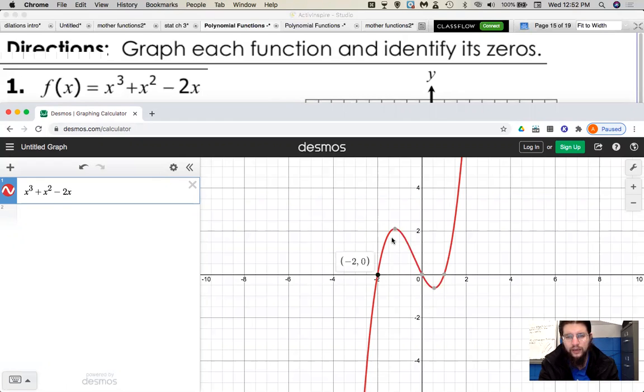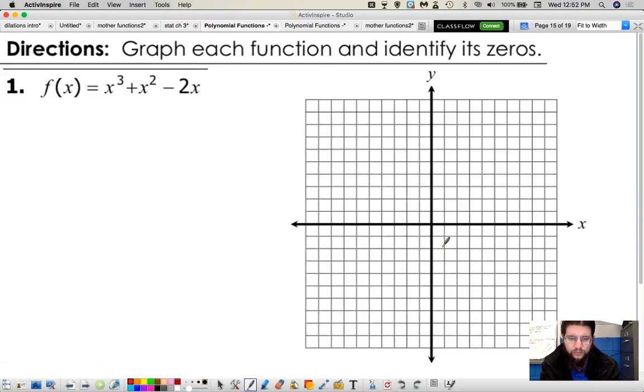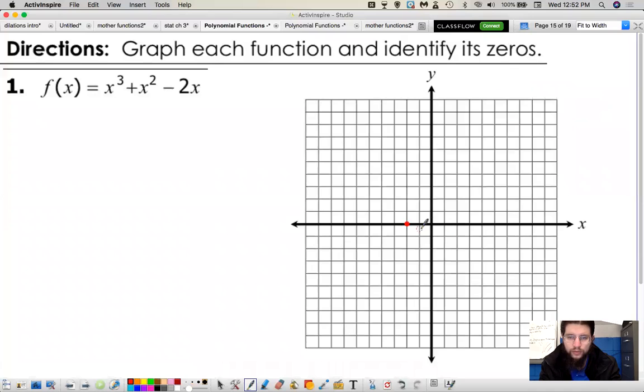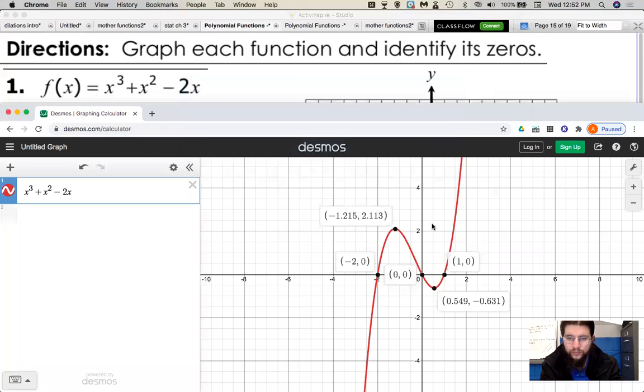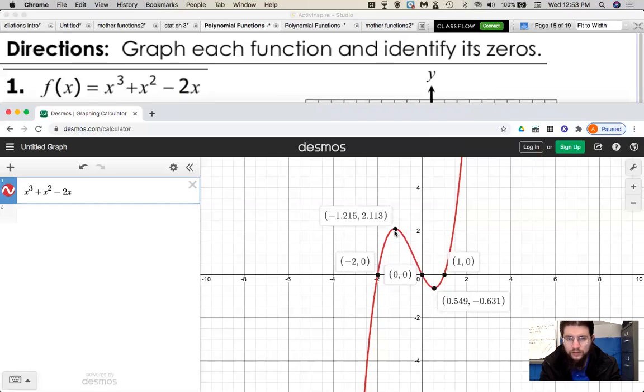So I'm going to go ahead and we get all of these critical points and I'm going to plot them. Okay, -2, 0. -1.2, 2.1, somewhere around there-ish. 0, 0. 0.5, -0.6, so about right there in the middle. 1, 0. So that's my 5 critical points, starting down, going up.